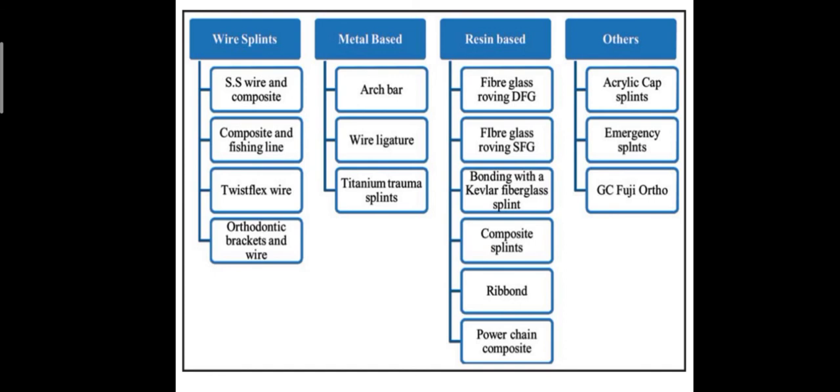Resin based: fiberglass roving, bonding with a fiberglass splint, composite splint, ribbond, power chain composite. Others: acrylic cap splint, emergency splint, GC Fuji Ortho, etc. So a splint is basically divided into four groups: wire splint, metal based, resin based, and others.